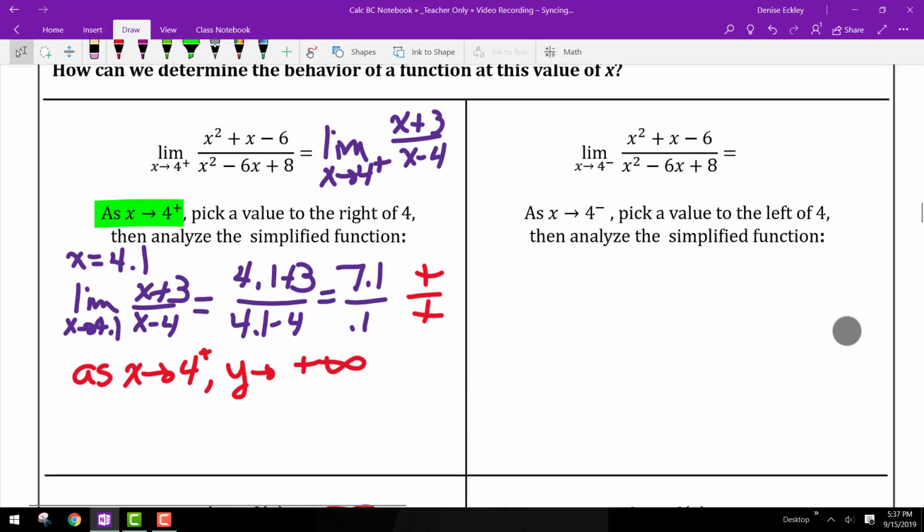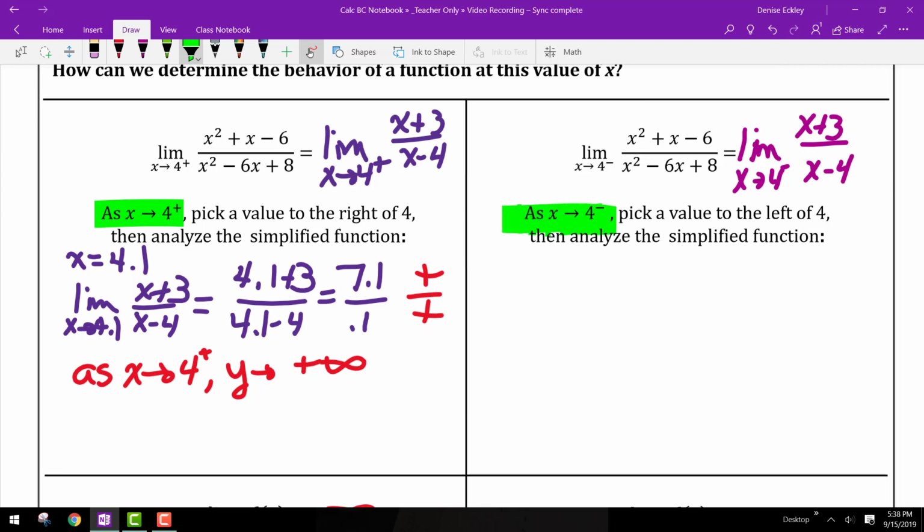We can do the same thing on the left-hand side. Again, our simplified function gives the limit as x approaches 4 from the left of x plus 3 over x minus 4. We are going to pick a value to the left of 4 and see how the function behaves, because we know we have a vertical asymptote there. On the left of 4, which direction is it going? Is it going to positive infinity, or is it headed to negative infinity?